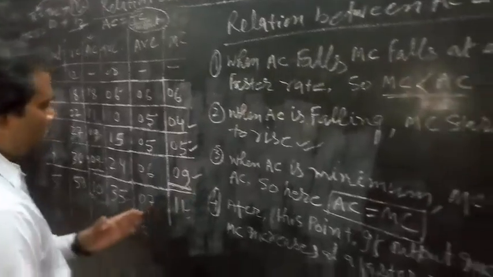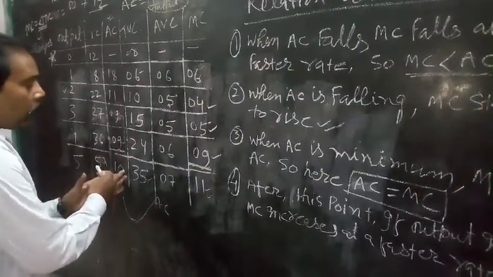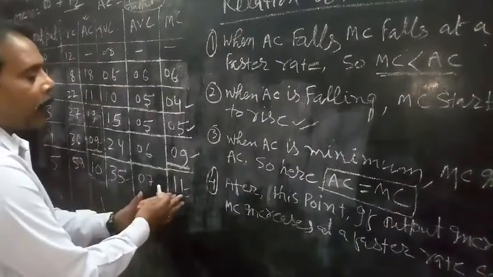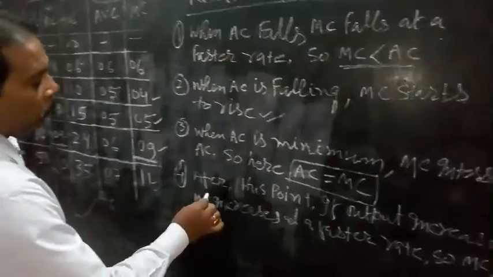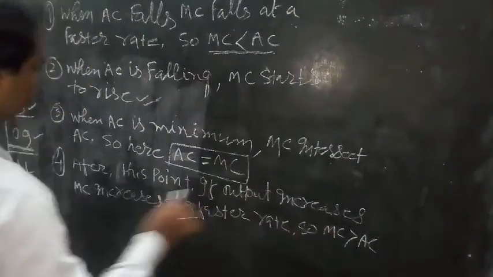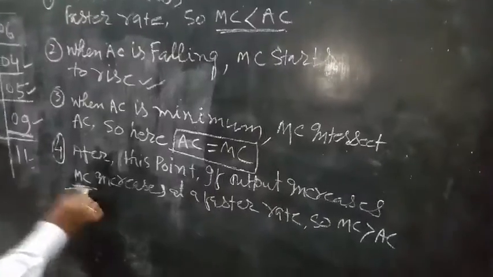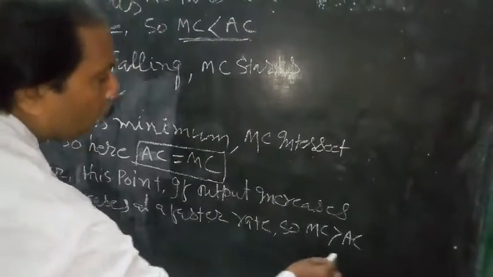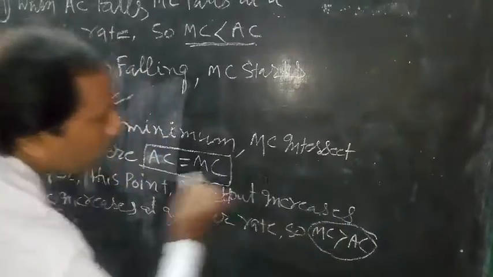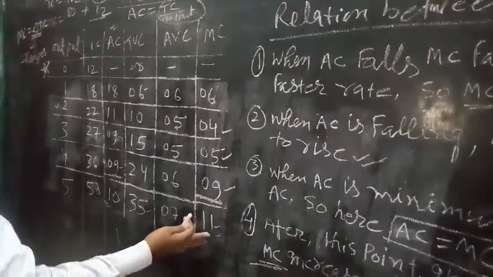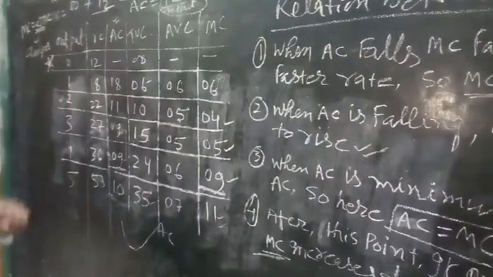Now come to the fourth point. When AC starts to rise from here, MC rises at a faster rate. So after this point, if output increases, MC, and this is the most important, increases at a faster rate. So MC becomes greater than AC, because the value of MC is here 11 and here the value is 10.